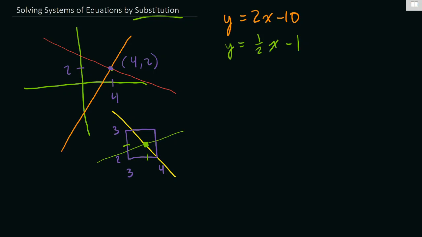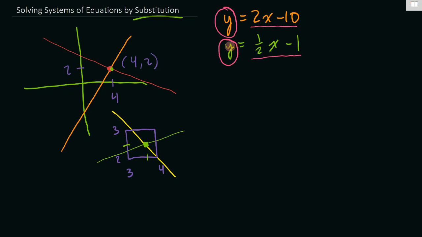Now the key idea is that at this point where your two lines intersect, that point of intersection, your x and your y values are the same. So that means that these two x values have to be the same thing, and your two y values have to be the same thing. Now, we know that y is 2x minus 10. But the second equation tells us that y is also, at the point of intersection, that same y value will give us 1/2 x minus 1.